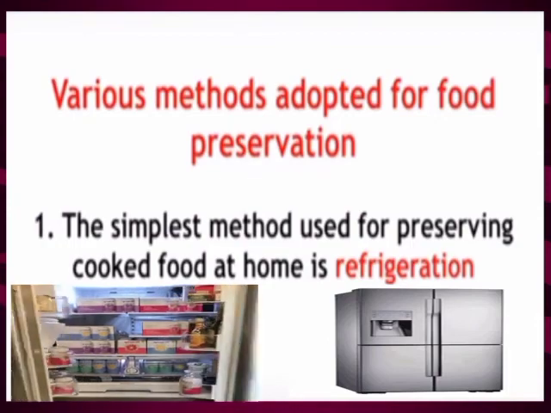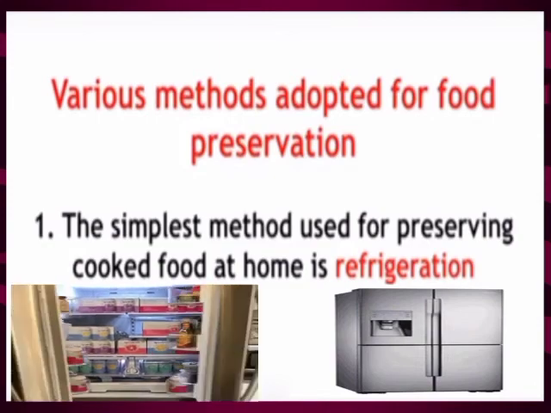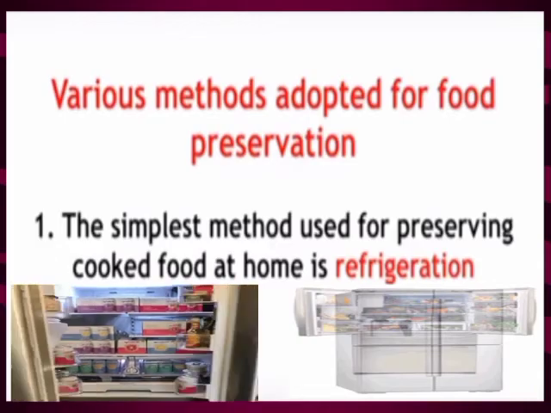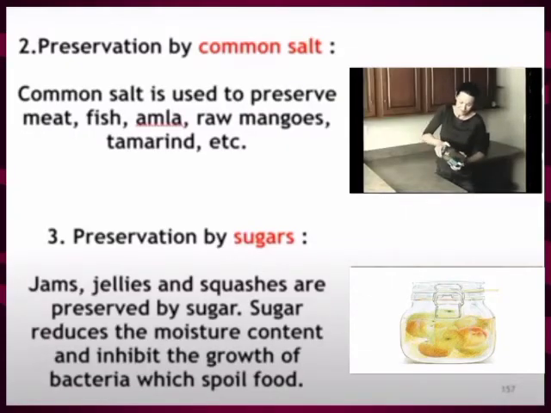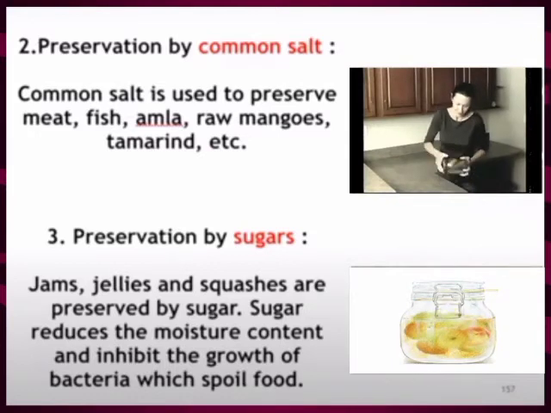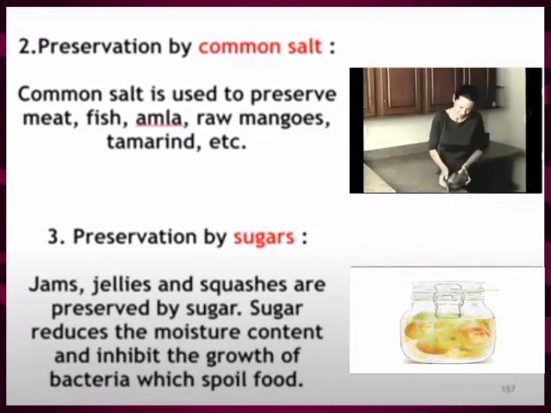Various methods are adopted for food preservation. The first is refrigeration. The simplest method used for preserving cooked food at home is refrigeration. Preservation by common salt: salt and edible oils are the common chemicals generally used to check the growth of microorganisms. Therefore, they are called preservatives. We add salt or acid preservatives to pickle to prevent the attack of microbes. Common salt is also used to preserve meat, fish, amla, raw mangoes, tamarind, etc.